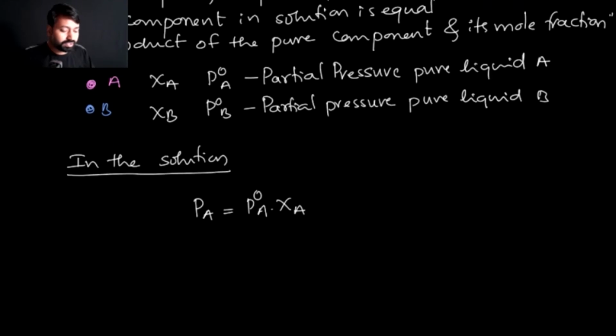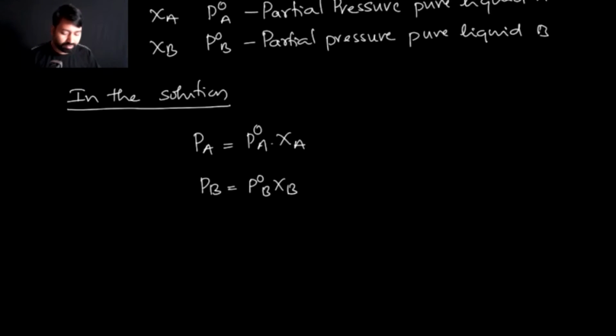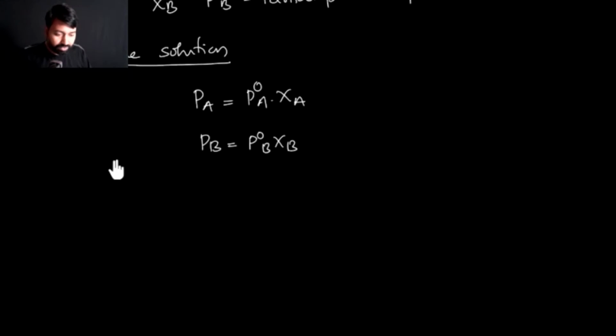Now if I want to write PB, I'm going to write P naught B and xi B. This is the partial pressure of the individual gases. Now what we can do is sum up these two by using Dalton's law of partial pressure.